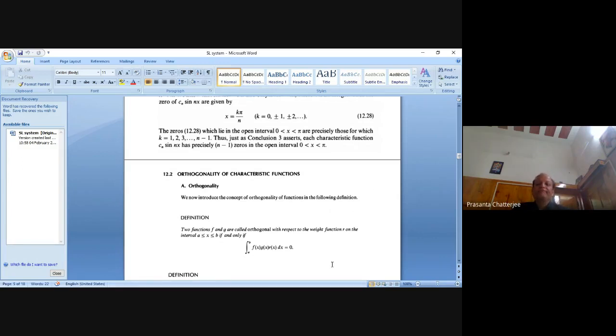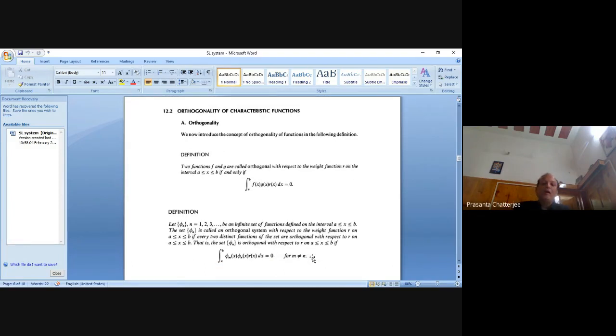Here, in the same way, we can explain that two functions f(x) and g(x) are orthogonal with respect to another function r, which is called the weight function, or sometimes the density function, if the integration from a to b of f(x) into g(x) into r(x) is equal to 0.